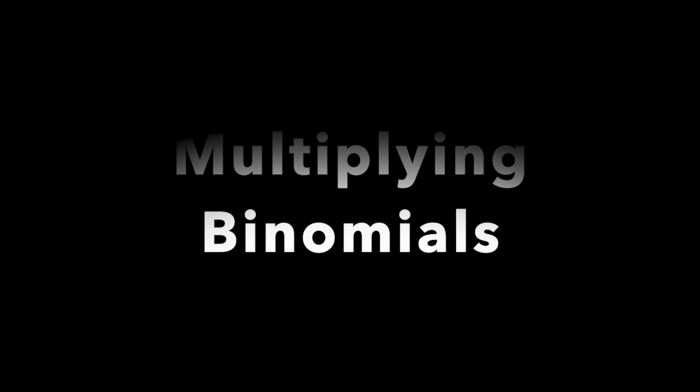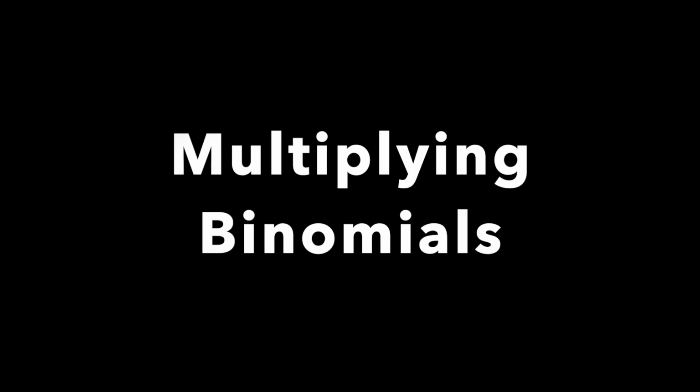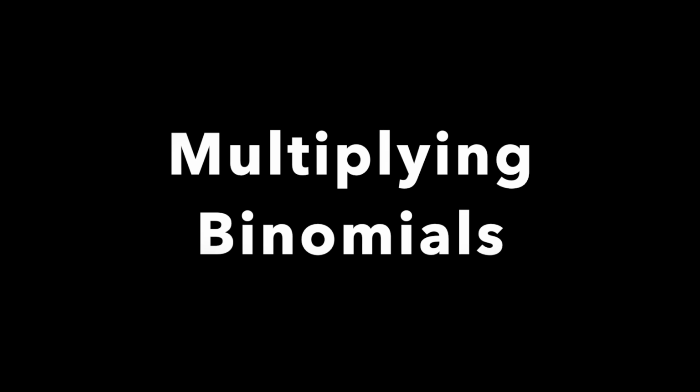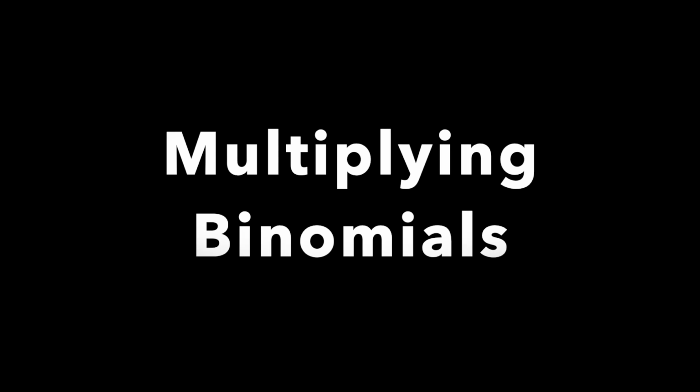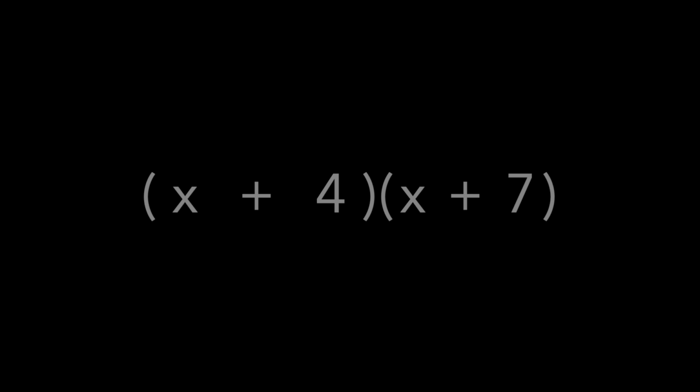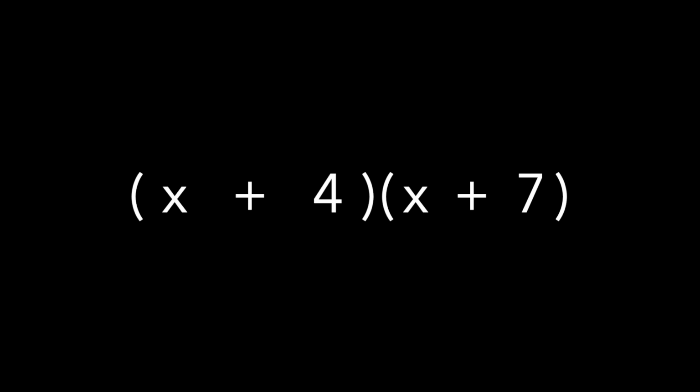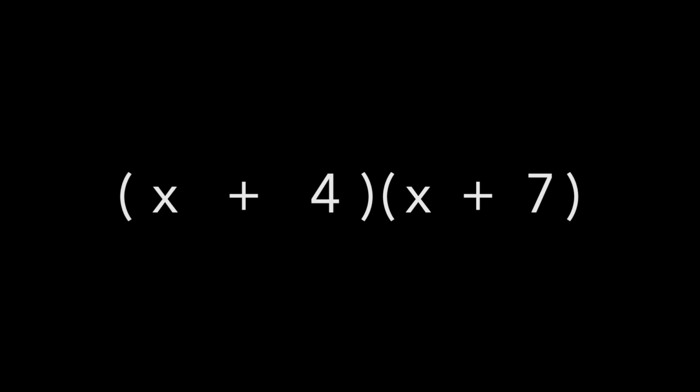Today we're going to look at multiplying binomial expressions, which is very similar to partial products, which you learned when you were in 4th, 5th grade. It's why I like using partial products, because it scales up to this. We're going to start with two binomials, x plus 4 and x plus 7, and we're going to multiply those together.